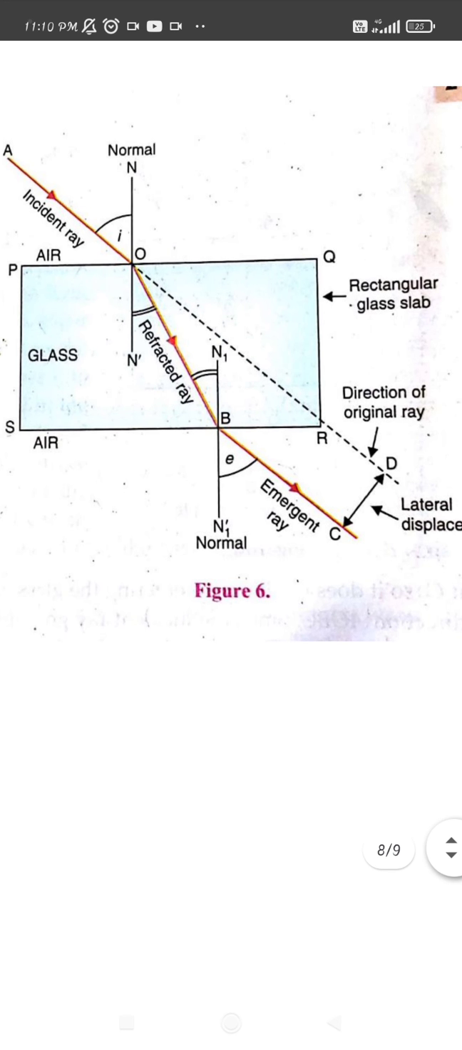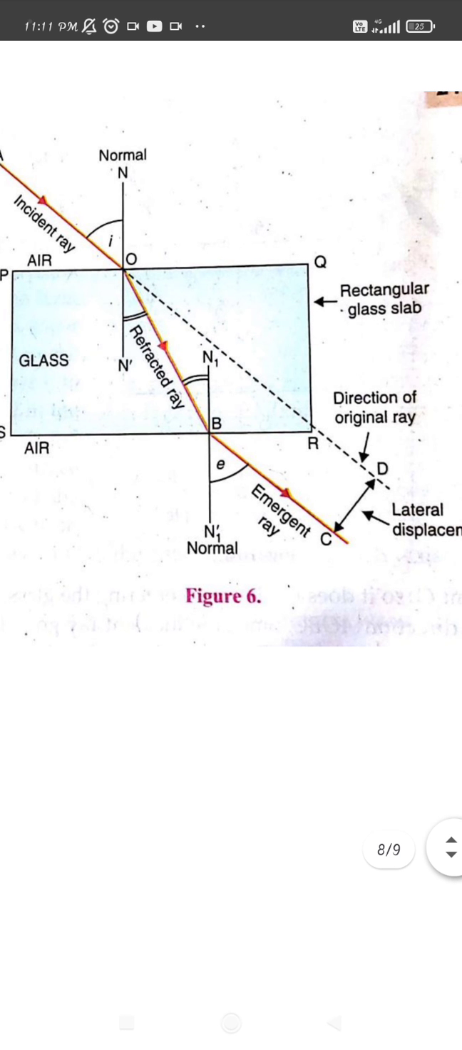Okay, so this light ray bending at the surface while moving from rarer to denser or denser to rarer is said to be refraction. Similar to this, we have to do the practical also with a rectangular glass slab. There you will understand more easily how the light ray bends, and you can see it more practically.